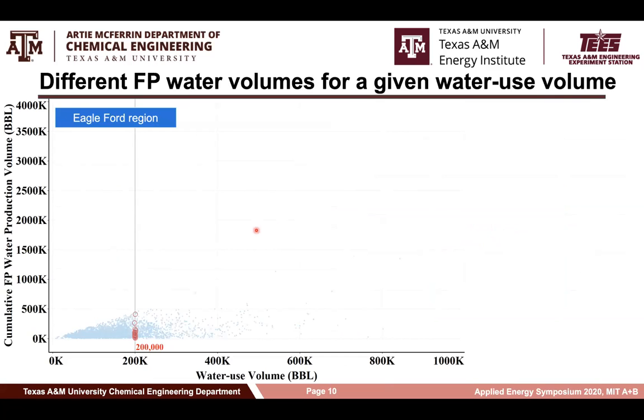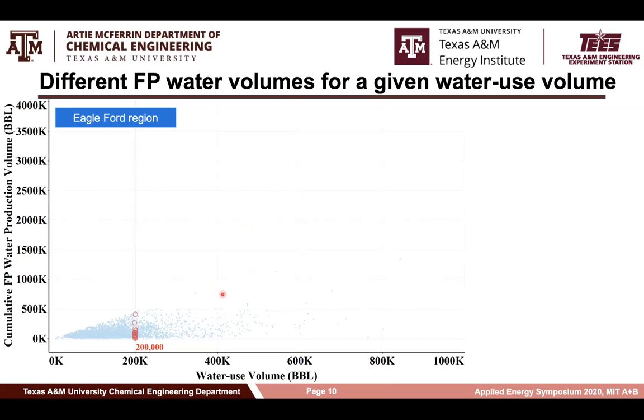The water recovery ratio data also show there is significant variation within each shale region. Take the Eagle Ford region as an example. This figure shows that using a similar water use volume, there can be significantly different IP water production volume, which should be due to the different geological characteristics mentioned before.